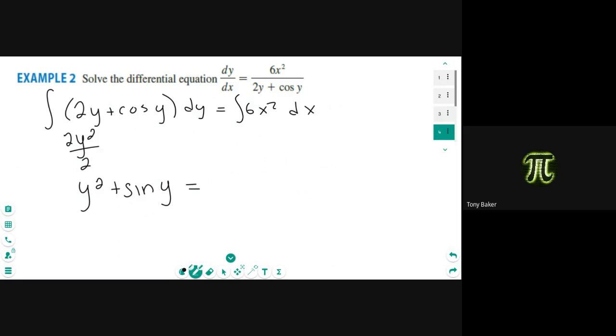All right, what's the integral of 6x squared? So 2x cubed plus c. I will always put my plus c on the x side. Like I said, you can put them on both sides, but if you're going to put them on both sides, you have to label it as C1 and C2 because they're technically not the same one.